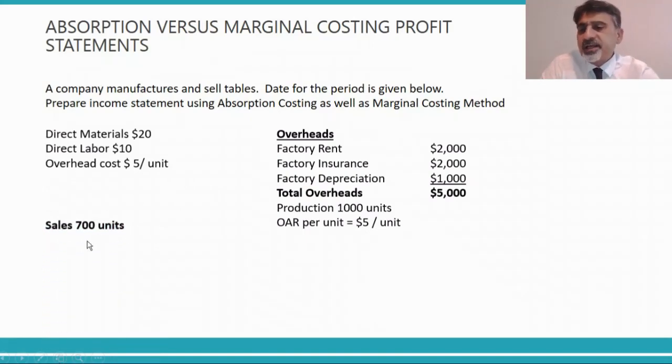Then we got sales, which is 700 units. Now, if you pay attention, our production is 1,000 units. We produced 1,000 units, but we are selling only 700 units and our selling price is $50. So now all of the information is complete with us. We know what the selling price is. We know how much we produced. We know how much we sold, and we know the costs as well. So now we can make our income statement.